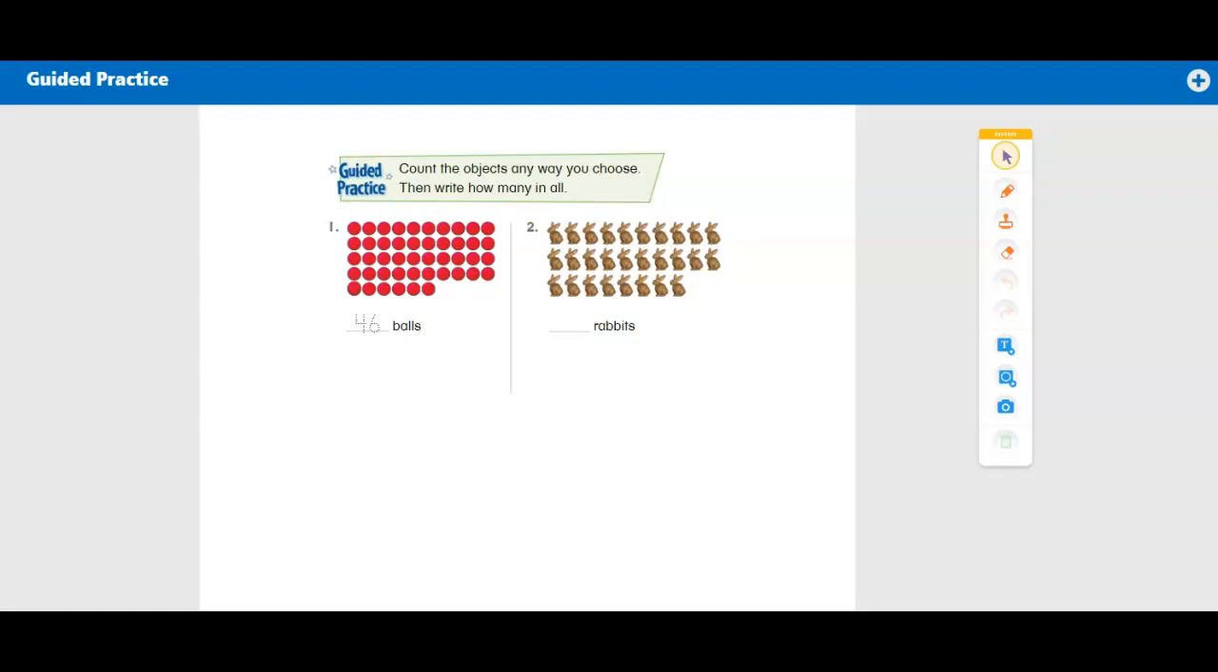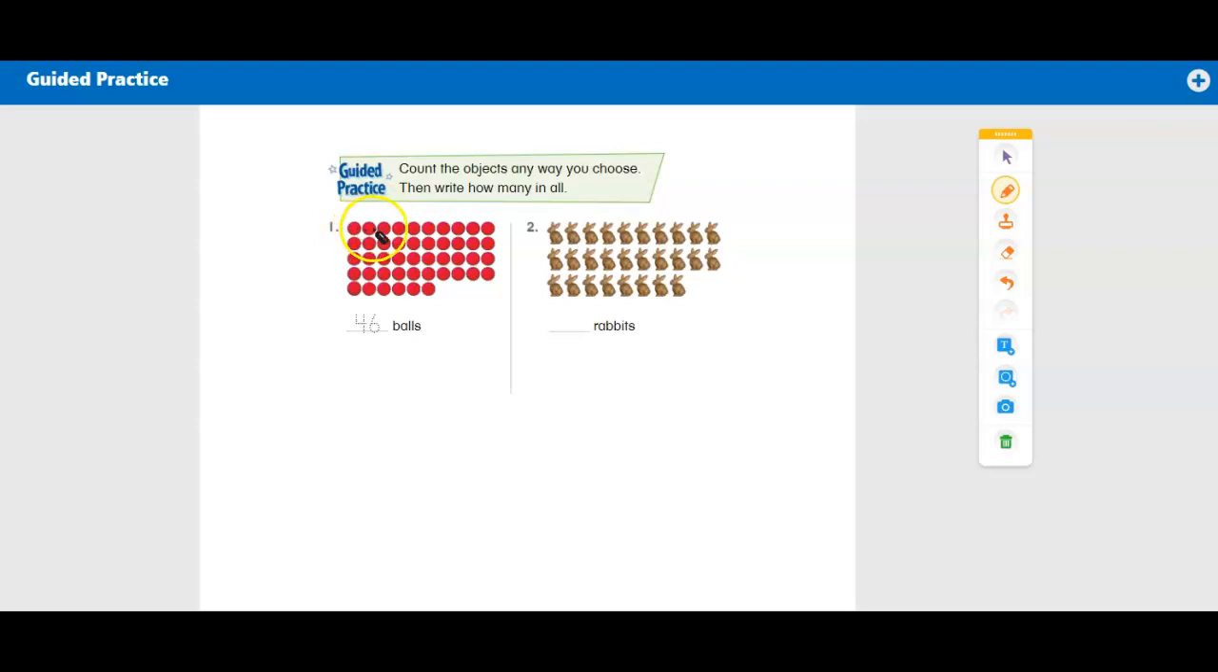Now let's look at our guided practice together, still on page 306. Our guided practice says, count the objects any way you choose. Then write how many in all. The key words are any way you choose. When I am counting, I prefer to count by tens. Now you get to choose the way you can count, but counting by ones may take you a lot longer. I will show you how we can count by tens to help us count a little bit faster.